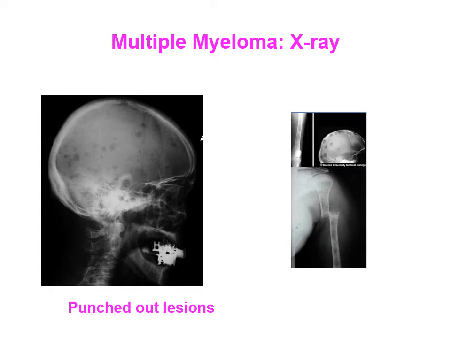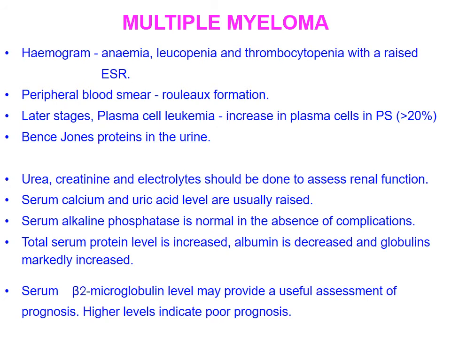In the radiological survey, you can see the characteristic punched out lesions in the skull and other bones, causing osteolytic lesions. Now let's see about the blood investigations. In the CBC, you will be having anemia, leukopenia and thrombocytopenia with an increased ESR due to hypergammaglobulinemia. In the peripheral smear, you can see the rouleau formation. In the later stages of myeloma, there will be increase in plasma cells. If it is more than 20% of the WBC count, it will result in plasma cell leukemia. In the urine, you can see the Benson's proteinuria.